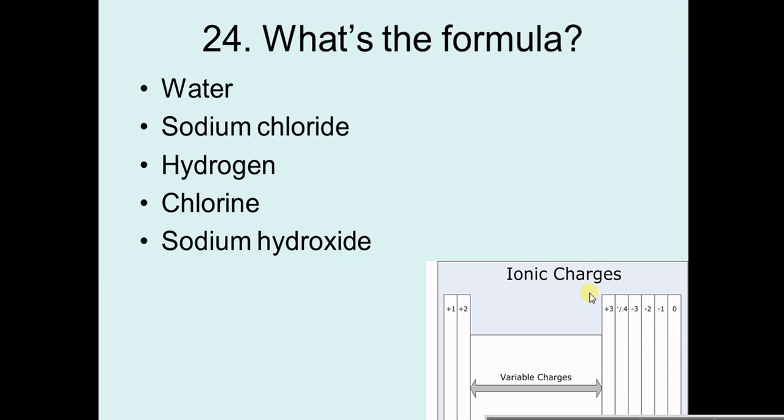charges on the ions. Okay, so water, straightforward, we know the formula is H2O. Sodium chloride, sodium is in group 1, so 1 plus. Chloride is, or chlorine is in group 7, so it's 1 minus charge there as a chloride. So 1 plus and a 1 minus, we don't need to play with the formula, it's literally NaCl.